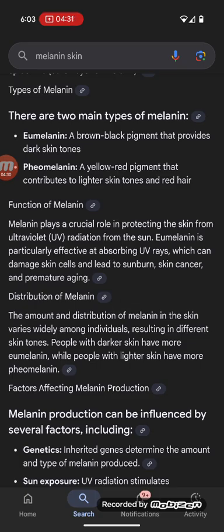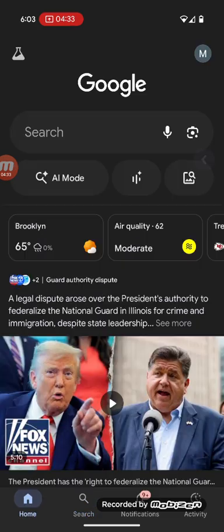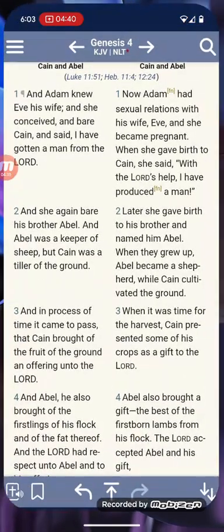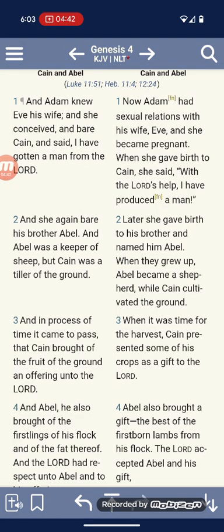I'm not going to go too much more into that, but I am going to go over to Genesis chapter 4 and verse 1. It says, and Adam knew Eve his wife, and she conceived and bare Cain, and said, I have gotten a man from the Lord Yahweh. So let's go in to see what it means when it says, and Adam knew Eve his wife.